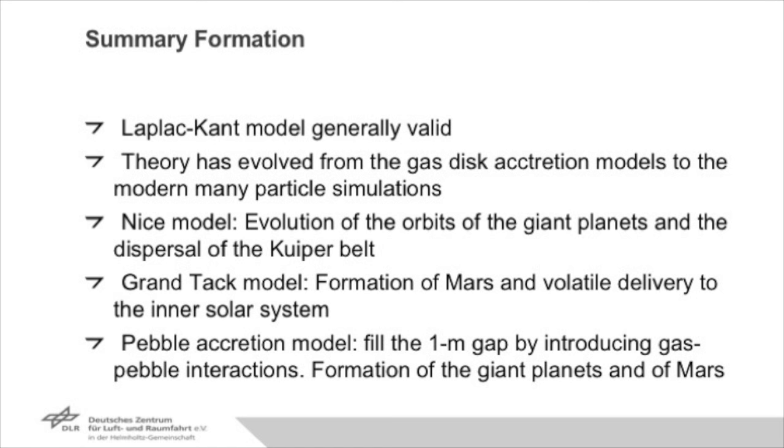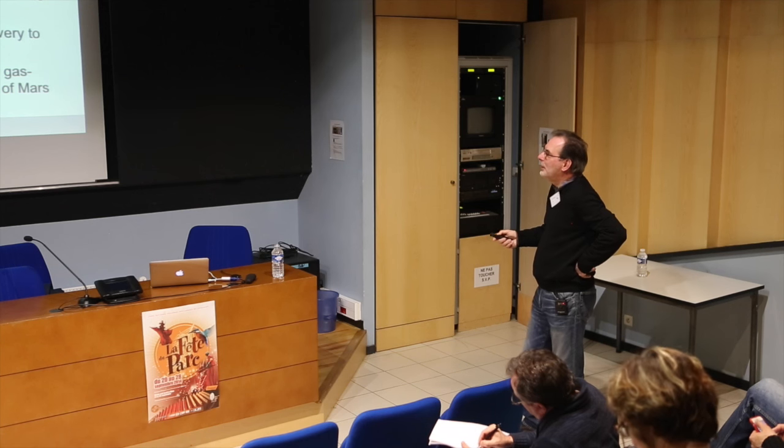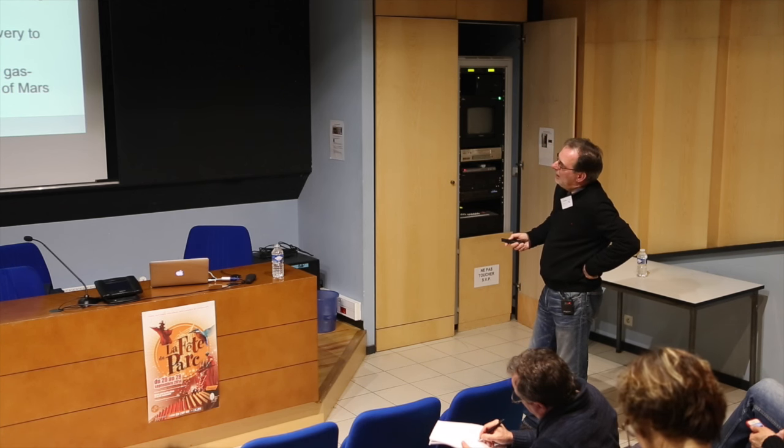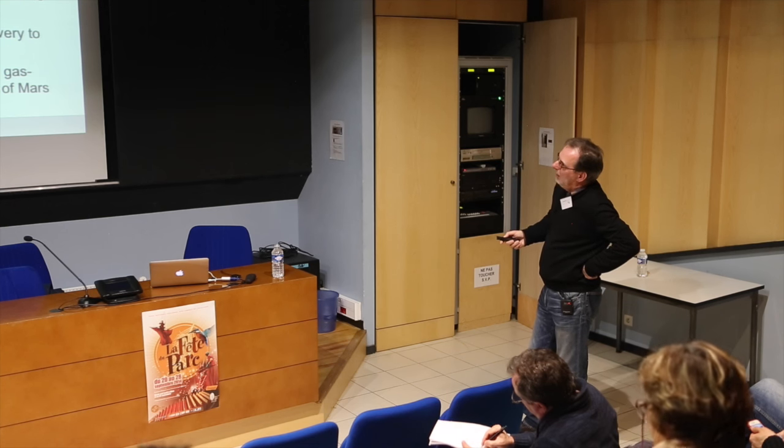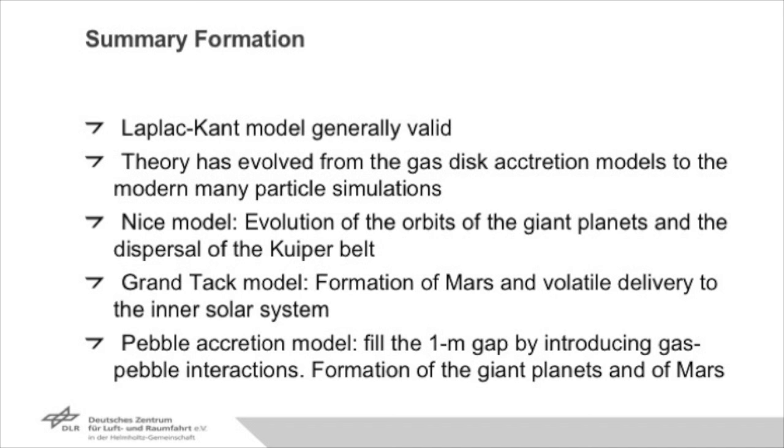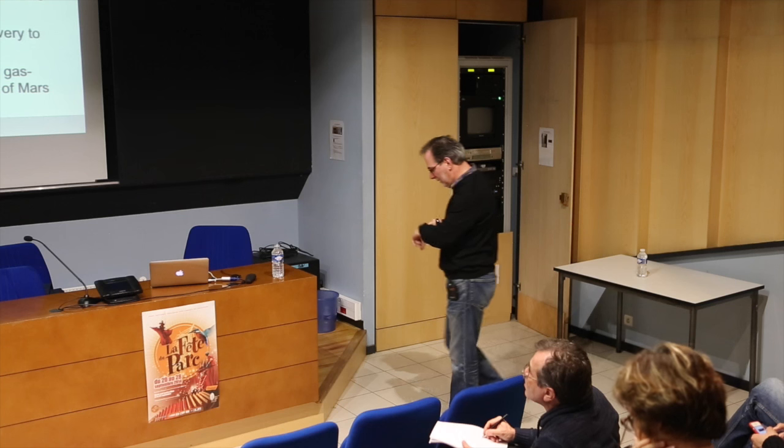The theory has evolved from gas disk accretion models to the modern many-particle simulations. The Nice model is actually a model of the evolution of the giant planets and dispersal of the Kuiper belt, but there have been variants of that that explain much more. One of them is the Grand Tack model, the formation of Mars and volatile delivery to the inner solar system, and keeping Jupiter out of the inner solar system. I should have added that here. Another popular form is the pebble accretion model that fills the 1 meter gap by introducing gas-pebble interactions. Formation of the giant planets can be explained by that, and the smallness of the mass of Mars.